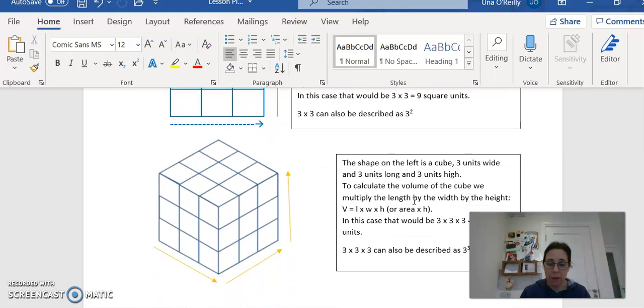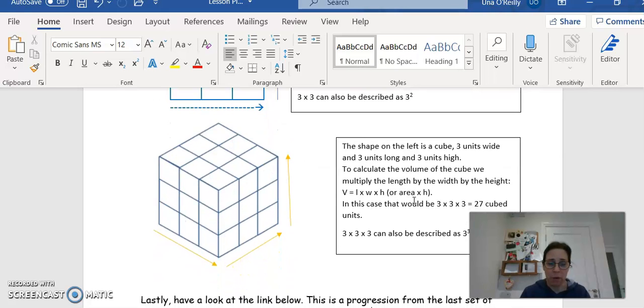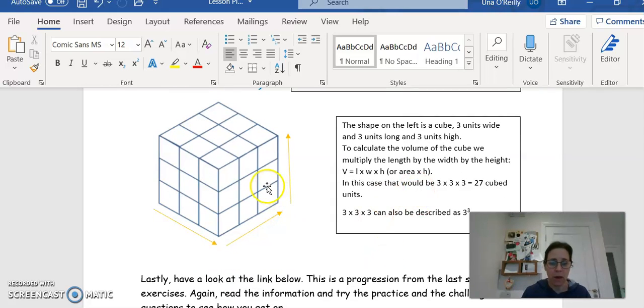And likewise, we have a cube below that. The shape on the left is a cube. It's like the 3D version of a square, if you like. 3 units wide, 3 units long, and 3 units high. To calculate the volume of a cube, and you've done volume before, we multiply the length by the width by the height. So V is equal to length by width by height, or area, which is length by width, multiplied by height, same thing.